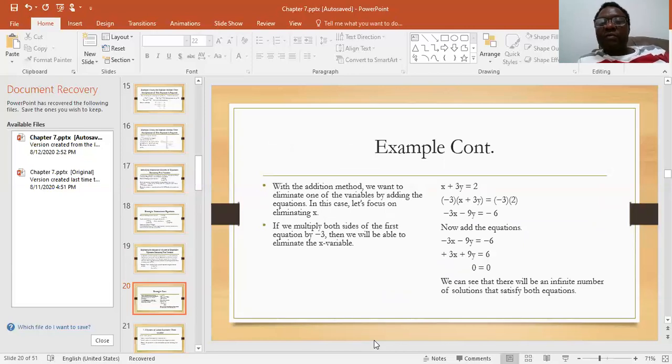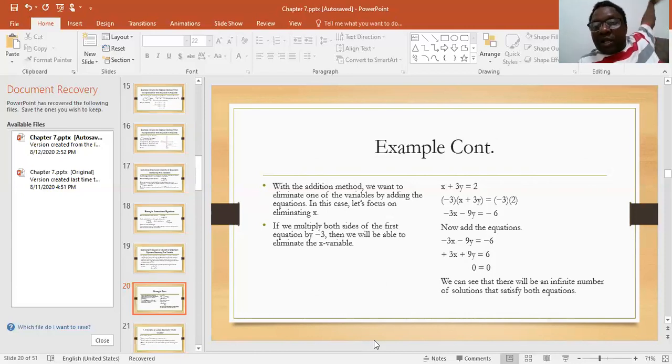So with the addition method, we want to eliminate one of the variables by adding the equations. In this case, we'll focus on eliminating x. By eliminating x on the first equation, we are going to have x equals 2 minus 3y. And then we replace it in the first equation.